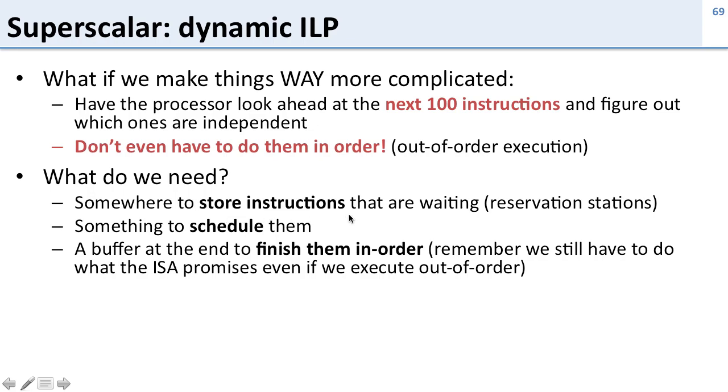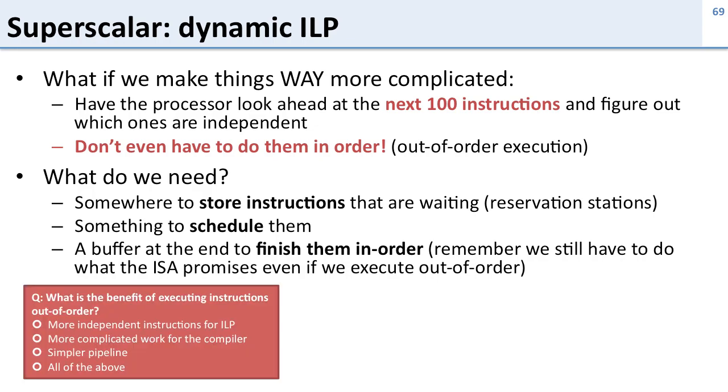These are called reservation stations, where the instructions can wait until they have an ALU to use. We need something that schedules them. That is something that chooses which instruction should be run next. And then at the end, we need to finish them in order. The reason we need to finish them in order is that the ISA promises that instructions execute in order, and we need to make sure that it looks that way even if we ran them out of order.